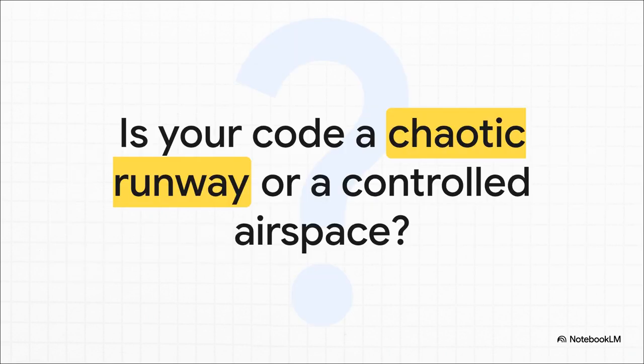So when you boil it all down, the Mediator pattern is this incredibly powerful tool for bringing order to chaos. It takes that messy many-to-many communication problem and transforms it into a clean hub-and-spoke model. The trick, of course, is to use it wisely and avoid that God object trap, and that leaves you with one simple question to ask yourself. When you look at your own projects, is your code a chaotic runway or is it a beautifully controlled airspace?